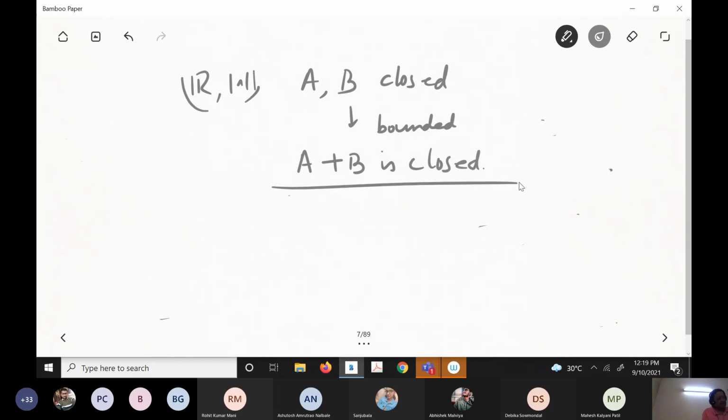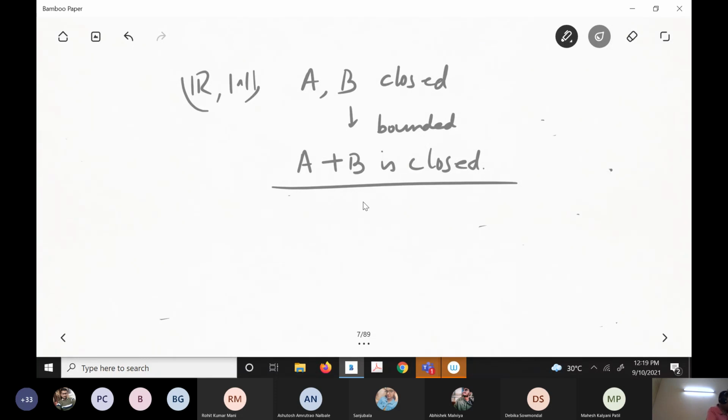So for your counterexample, you need both of them unbounded. Understood? Your example won't work because you are taking one bounded set. You'll have to take both unbounded. Think about it. First see whether you can prove this: that if one of them is bounded, then A plus B will be closed.